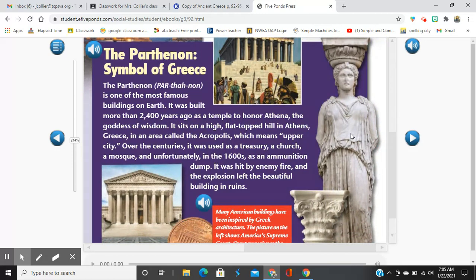It says the Parthenon, symbol of Greece. The Parthenon is one of the most famous buildings on earth. It was built more than 2,400 years ago as a temple to honor Athena, the goddess of wisdom. It sits on a high, flat-topped hill in Athens, Greece, in an area called the Acropolis, which means upper city. Over the centuries, it was used as a treasury, a church, a mosque, and unfortunately, in the 1600s, as an ammunition dump. It was hit by enemy fire, and the explosion left the beautiful building in ruins.